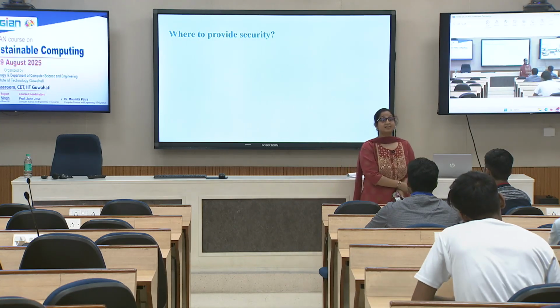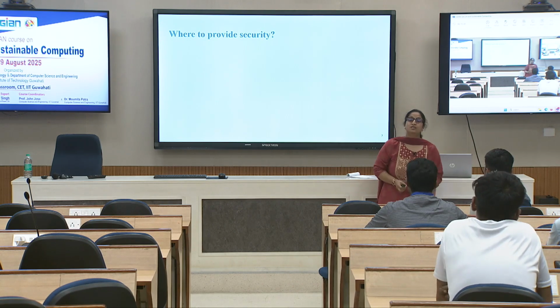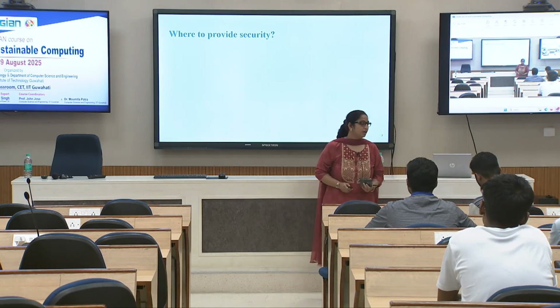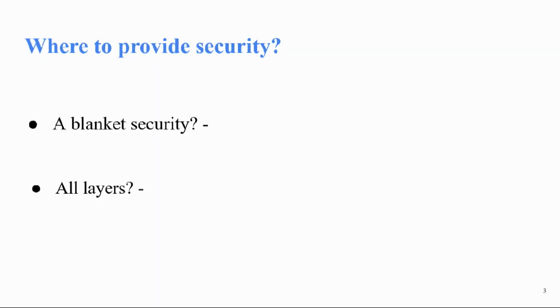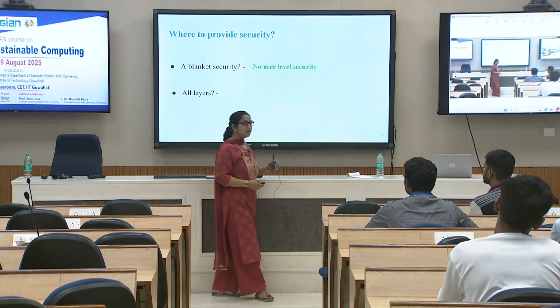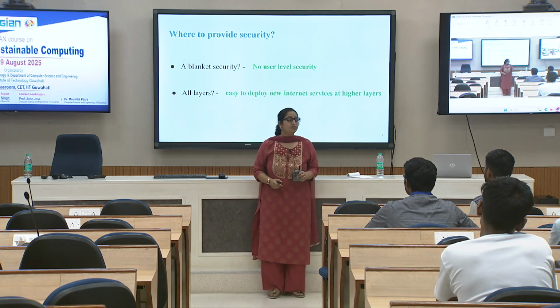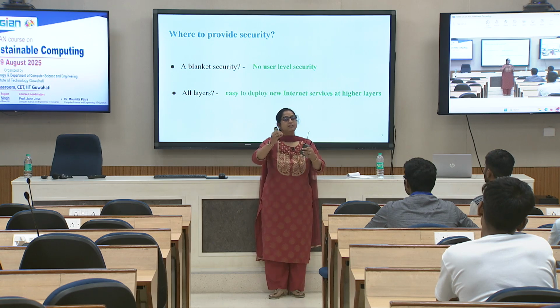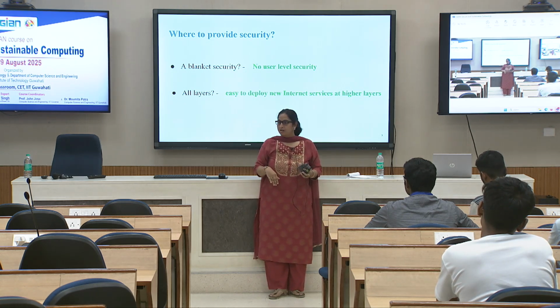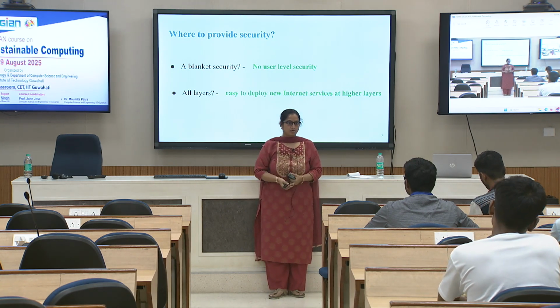If we can provide a blanket security, that will be great, right? But we have to see whether we can actually do something like that or not. So which one is good? A blanket security means you provide your security protocols in a particular layer so that it gives you blanket security. Or whether I should provide it in all layers. If I am providing a blanket security, the problem is that I am not getting any user level security in the upper layers. And if I am providing in all layers, the good thing is that if you want to add new internet services, it will be easier to provide the security even at the higher layers. So some pros and cons we now know.